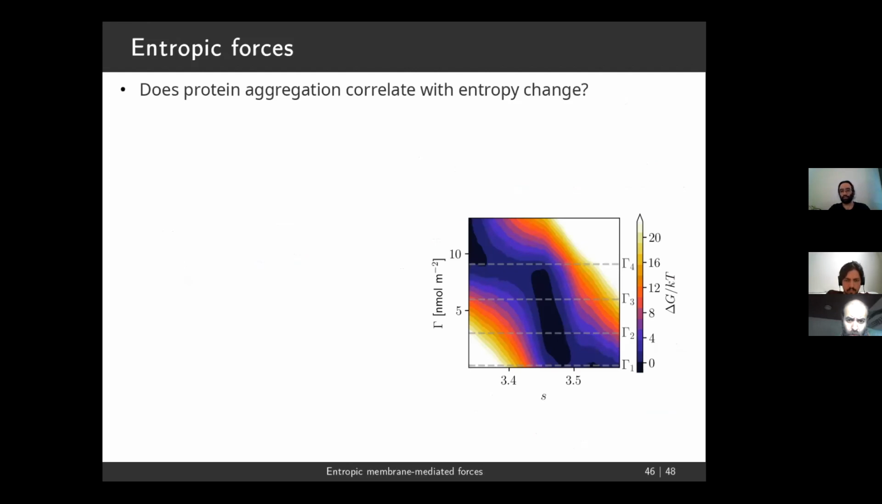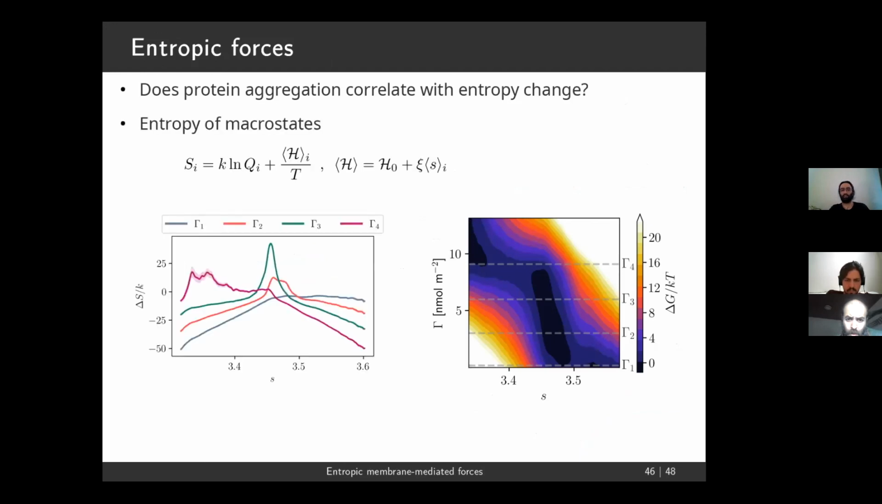So I also wanted to investigate whether my claim as to the entropic nature of these attractions makes any sense. So I calculated the distribution of entropy as a function of that reaction coordinate that I defined. So this is another parameter, the small s, which is related to Q. So when it increases, it means more aggregated cases. When it decreases, it means more dispersed ones.